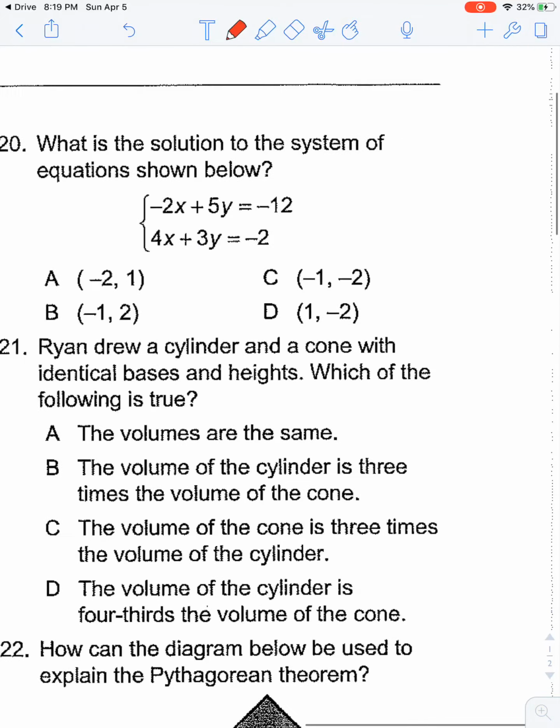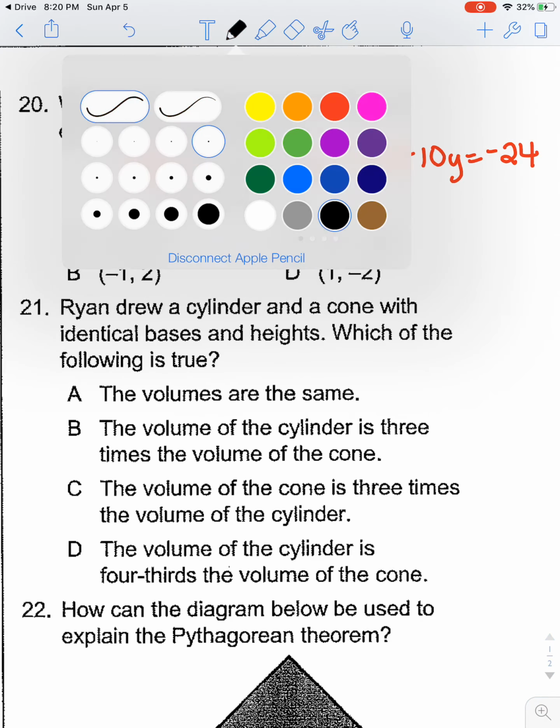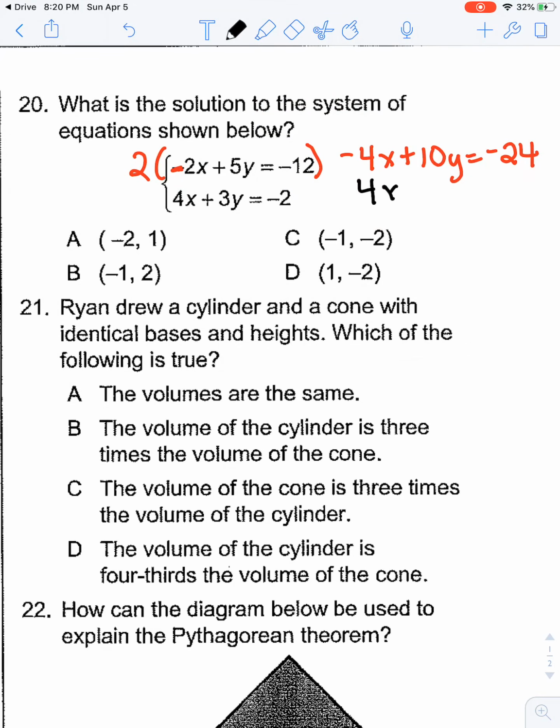All right, let's look at 20. What is the solution to the system of equations shown below? Again, you can graph it, you can substitute it, you can add it, but I see that this is a negative here, and there's a positive for the x there, and that 2 is actually a factor of 4. So I can multiply this whole equation by 2. Remember, I'm going to multiply both sides. That's going to give me negative 4x plus 10y equals negative 24. Okay, and then I can take the equation below it, and I can add these two together.